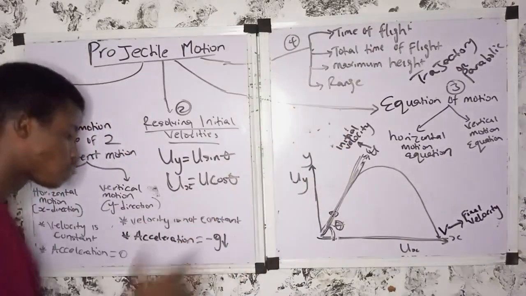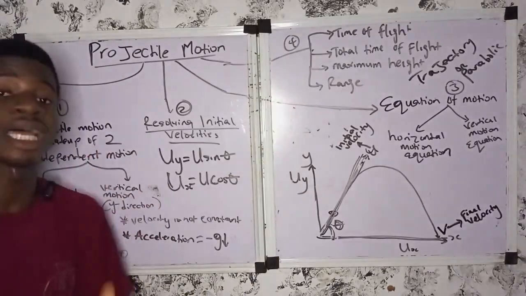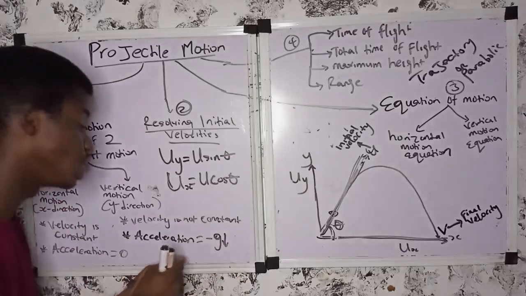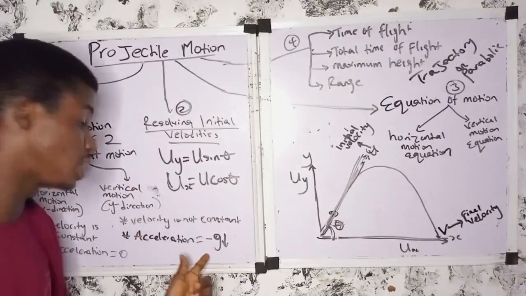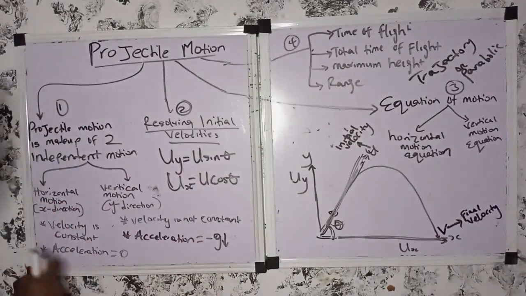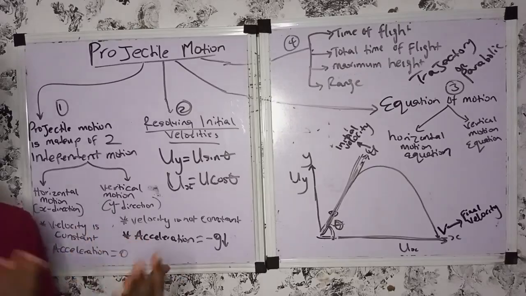All right, so let's continue. The vertical motion is affected by acceleration, which is g, and that g is always going downward, so g is negative. Then velocity is not constant, the velocity is changing. Whereas the horizontal motion is not affected by g and does not have acceleration. So acceleration is what? 0.